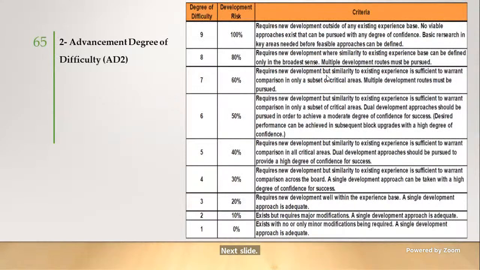The second step is the determination of advancement degree of difficulties, AD2. So what is AD2? AD2 quantifies at the first order the risk associated with the technology. It assesses technical cost and schedule risk against user-defined ranges. The questions are primarily associated with the existence of facilities, tools, materials, and skills. The questions are answered in terms of the difficulty in acquiring the elements based on a 9-level set of criteria. As you could see in the picture, the lowest level of risk is that the technology exists with no or only minor modification being required. The highest level of risk is that the technology requires new development outside of any existing experiment base.